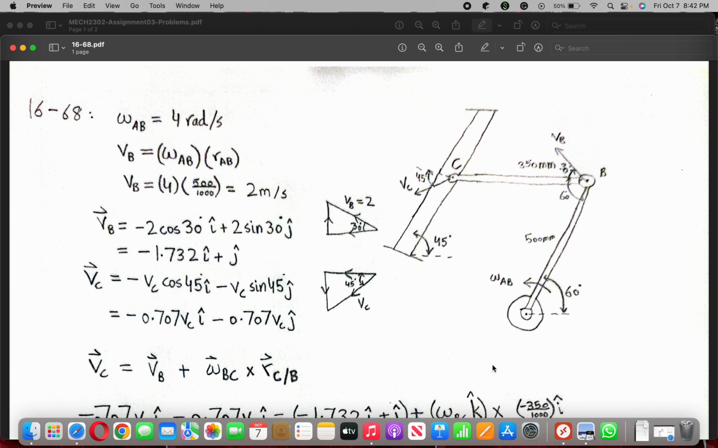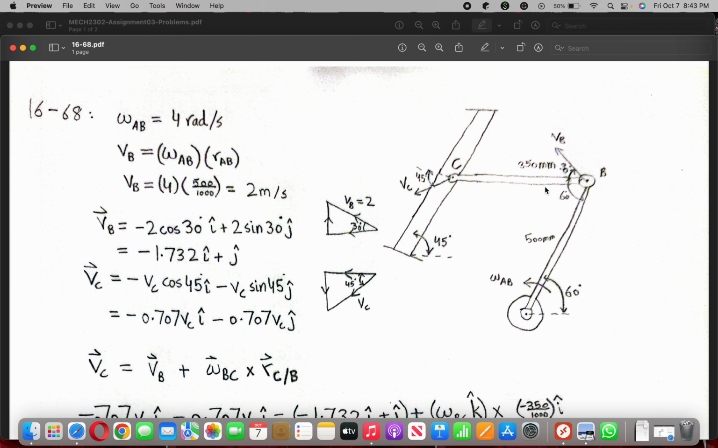First of all, we have to add where the velocities C and B will be acting, because to get velocity C we have to know velocity B. As you can see, velocities will always be perpendicular to the link. So velocity B is perpendicular to the link AB.